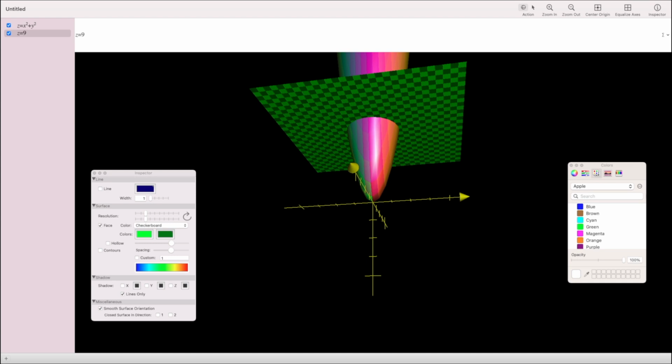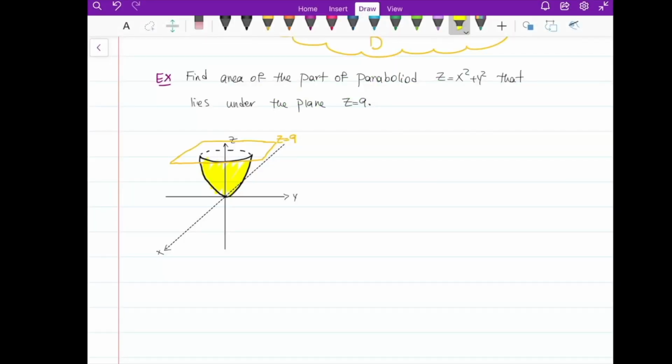Okay, let's go back and start working on the question. So first I'm going to parameterize it. This is basically z equals f of x and y, right? So I'm going to let x be u, y be v, and z be u squared plus v squared. In that case, r(u,v) is equal to <u, v, u squared plus v squared>, where u and v are in where?